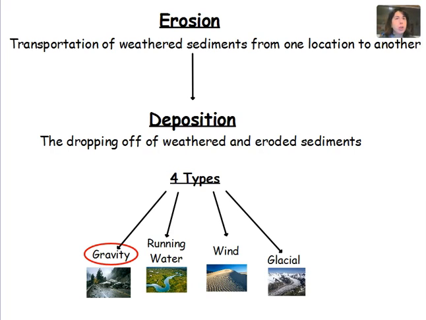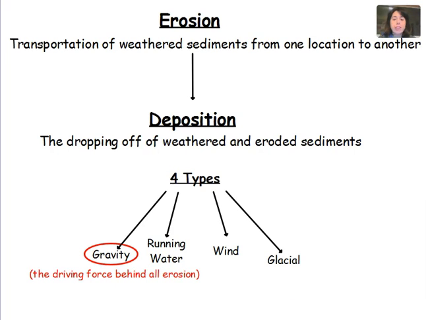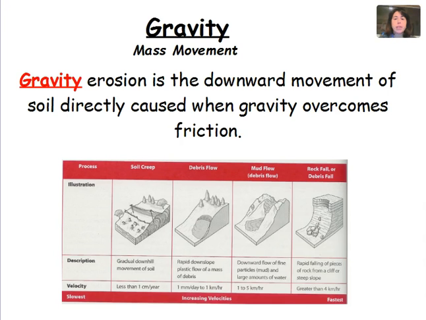Now, it's important to note that gravity is the driving force behind all erosion. However, it is not the largest or most influential agent of erosion. That would be running water. But gravity is still important, also known as mass movement. Gravity erosion is known as mass movement because we're moving large masses of sediments from one location to another, sometimes very slowly, sometimes rapidly.